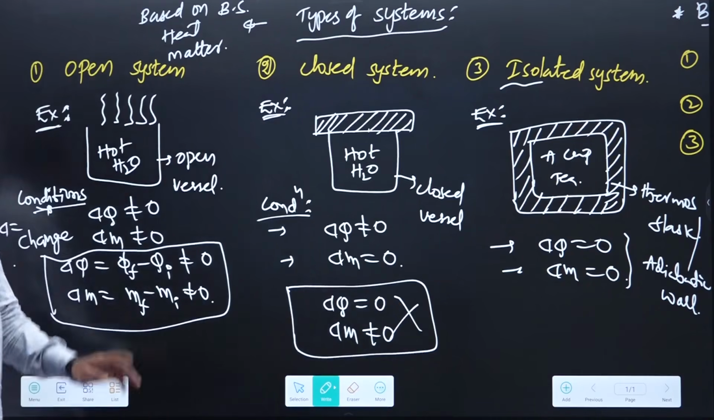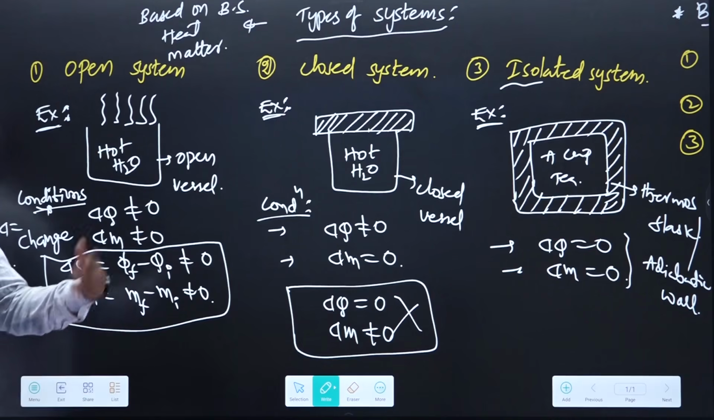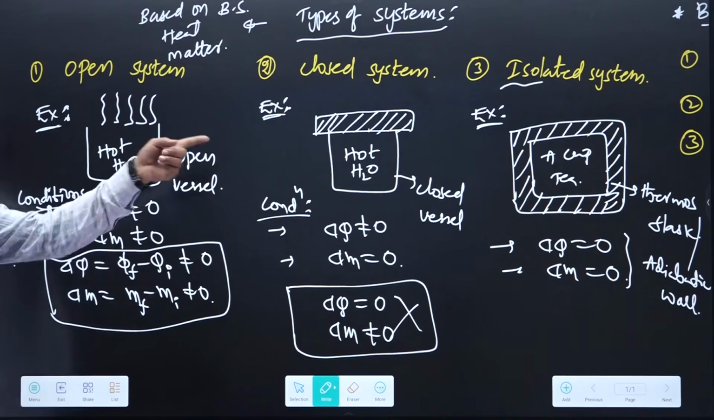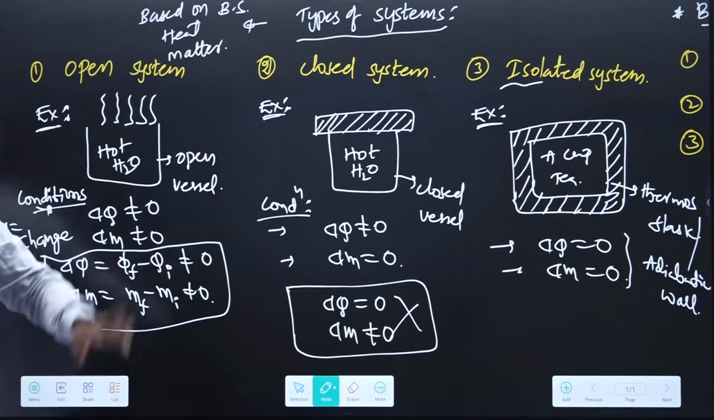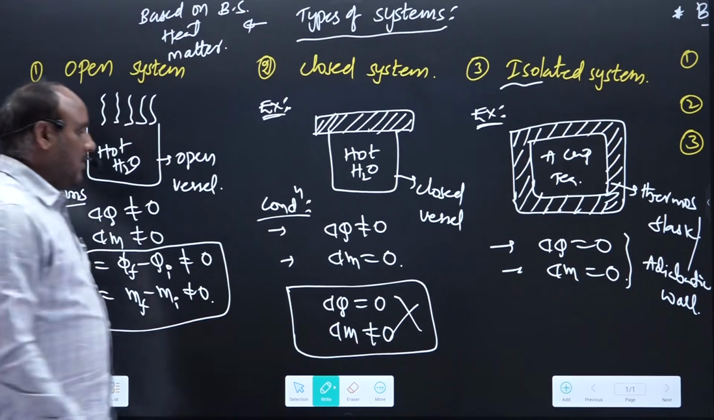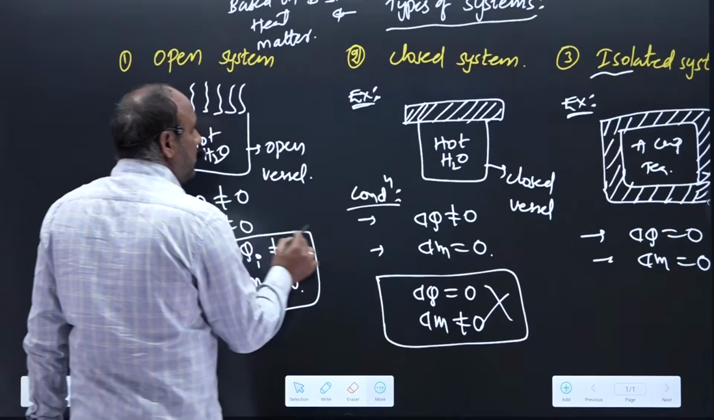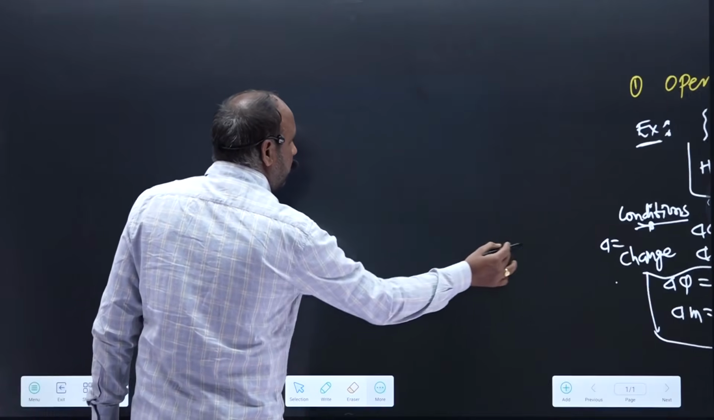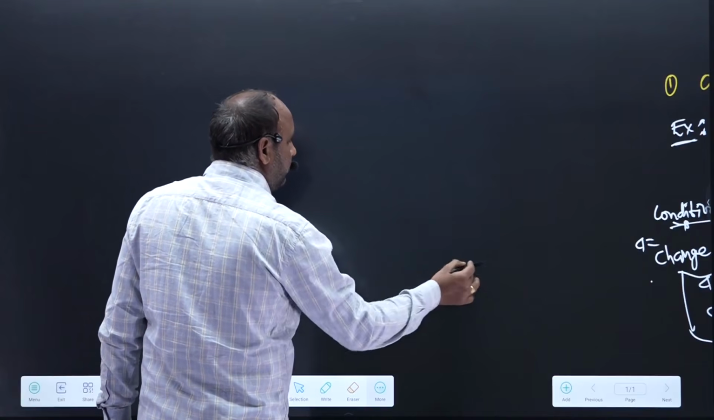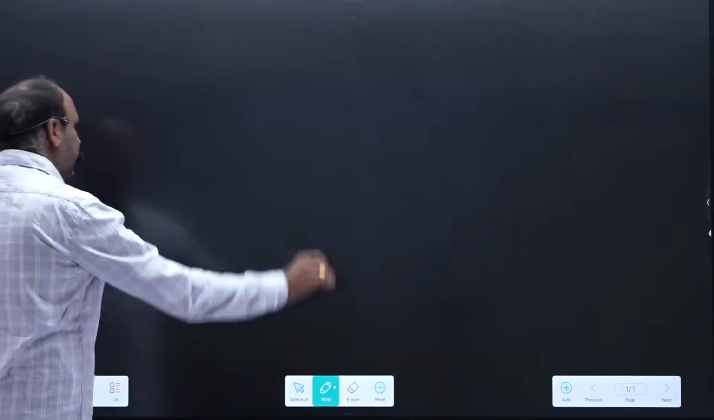So whenever heat will be changed with respect to the matter, whether it will be changed or not, that is depending on the systems, right? Either open or closed or isolated system. These are the three types of systems, right? Okay. So we know the definition of system and the various types of the systems, right? Then put heading thermodynamic state.